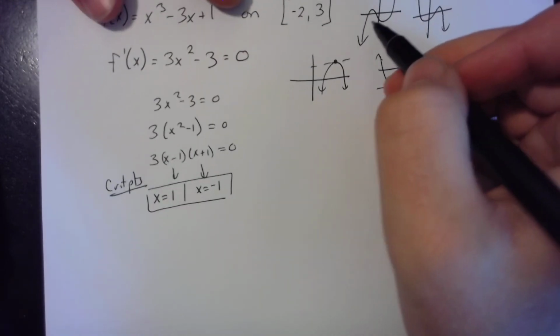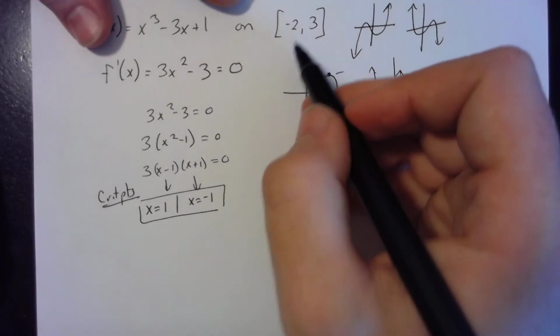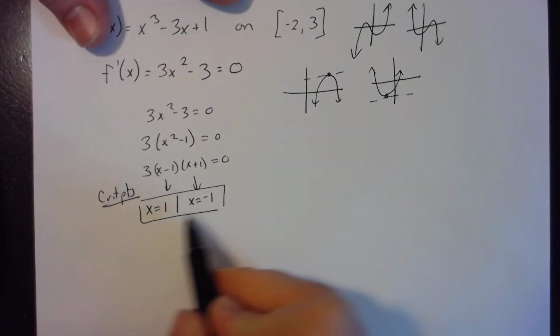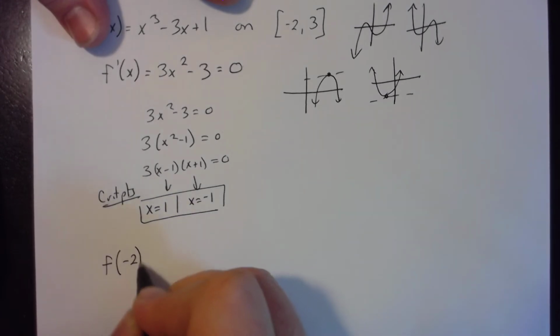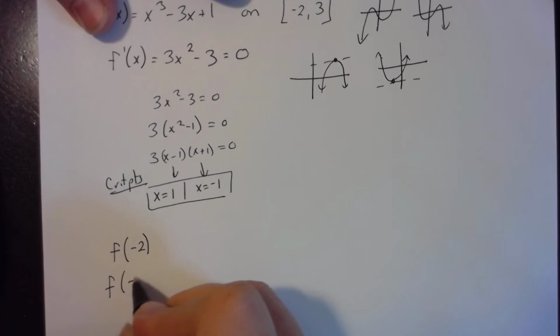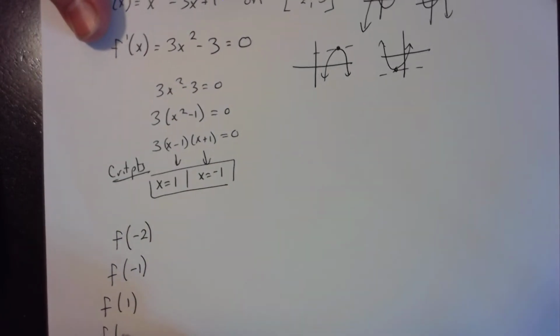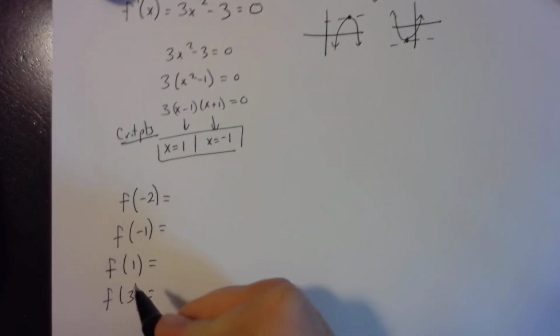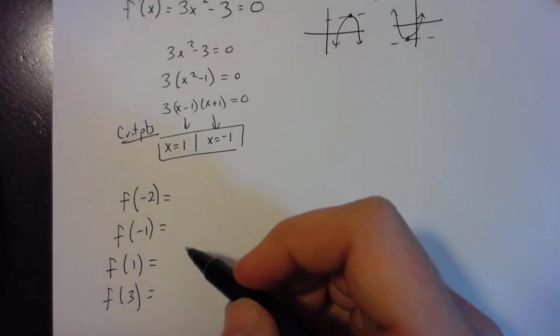However, because of the fact that I'm limiting myself to -2 to 3, and that these two points right here are both in that range, that means that I could have a maximum at -2. I could have a maximum at -1. I could have a maximum at 1, or I could have a maximum at 3. Providing all these values, I can identify which one of these 4 is my absolute max and which one of these 4 is my absolute min.